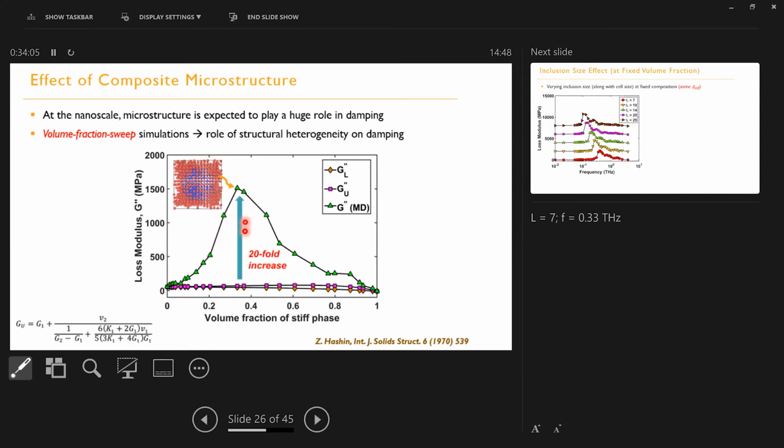And this value is actually 20 times larger than the loss modulus predicted values. So when you think of classical prediction based on some composite theory, there are some bounds that you can predict for the composite modulus. And these are the upper and lower bounds that classical theory predicts. Whereas our simulation results are giving us 20 times larger moduli. This is something that people have not observed in literature before. And the reason is because of the phonons in the system.